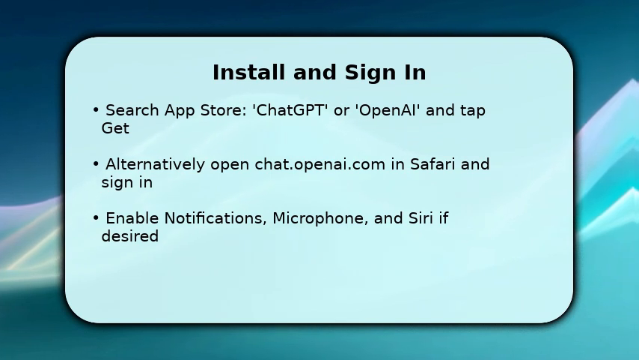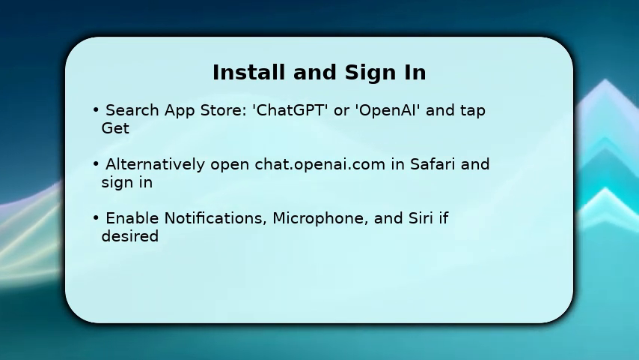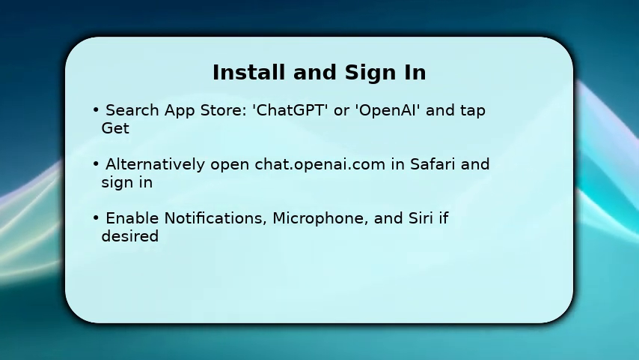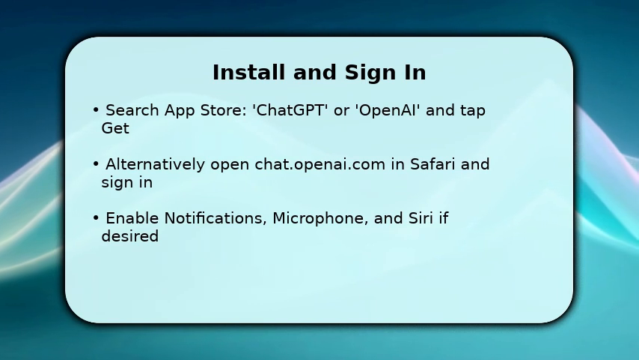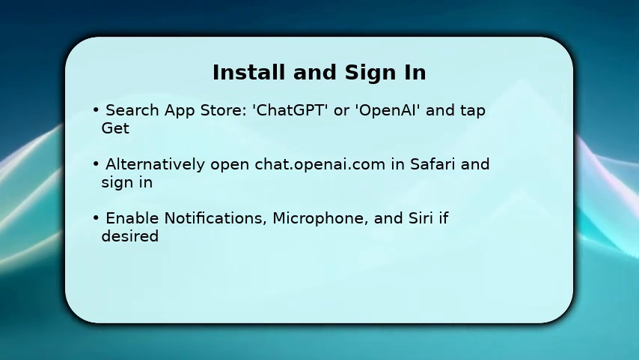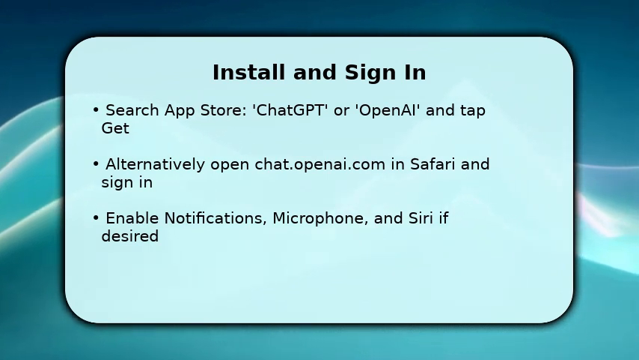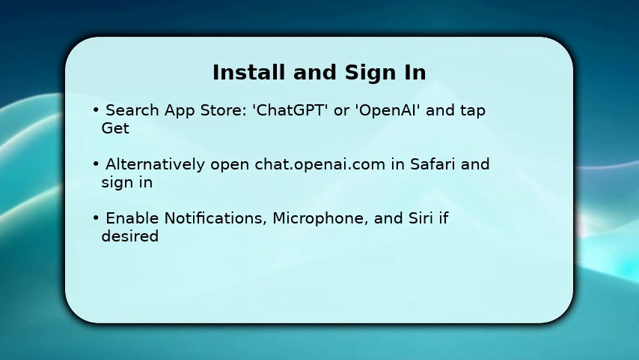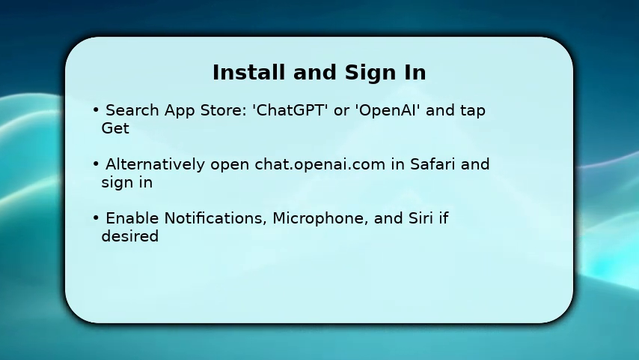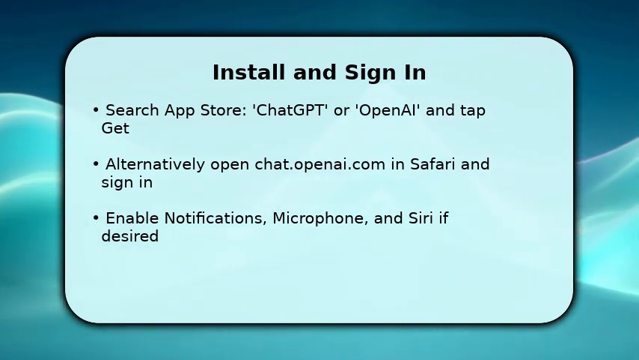If using the app, tap Get and accept permissions. If using Safari, sign in and then add to home screen for app-like access. Make sure to enable microphone and notifications if you want voice input and real-time replies. Once signed in, verify model selection and subscription status, so responses match expectations.